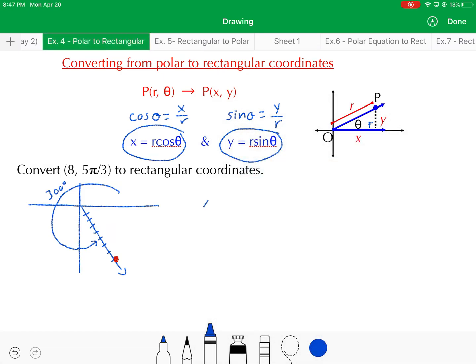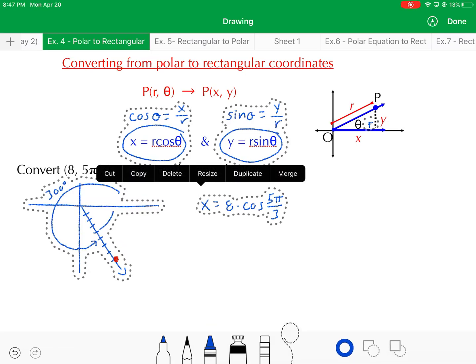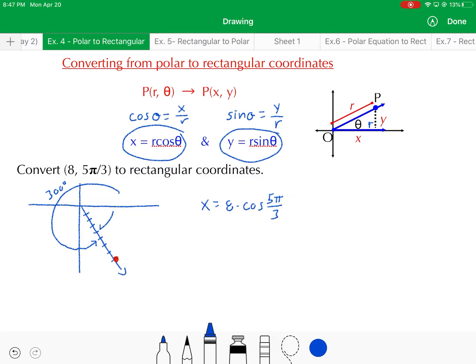So use the equations from above. The x-coordinate that matches that point is going to equal my r value of 8 multiplied by cosine of my angle 5 pi over 3. Now, to figure out the value of cosine of 5 pi over 3, I could reason out that this is a 60-degree reference angle, right? So let's draw that out. How about over here? That's negative radical 3. That's 1. That's 2. So cosine of that would be 1/2. And 8 times 1/2 would give me an x-coordinate of 4.